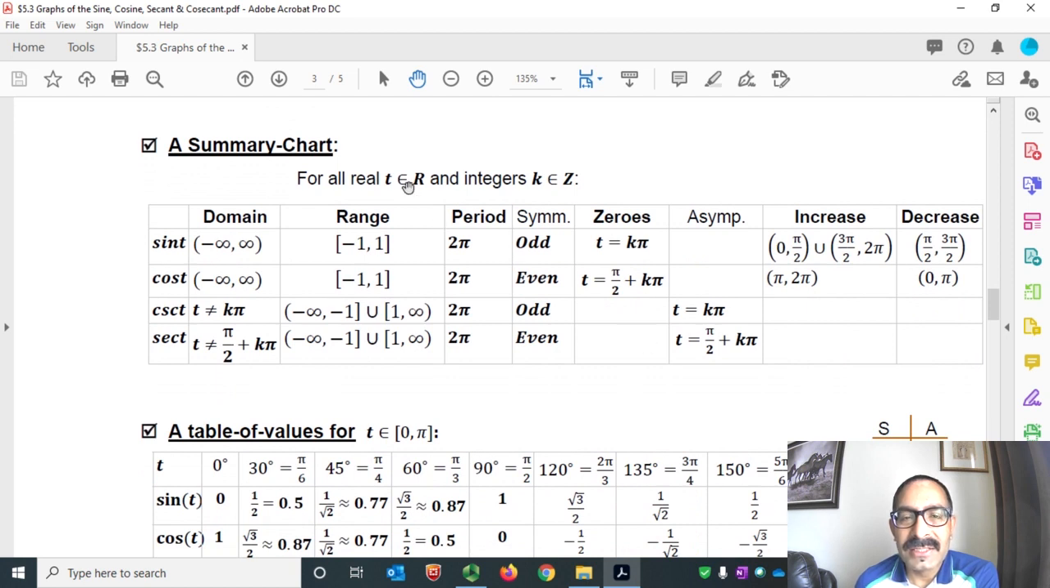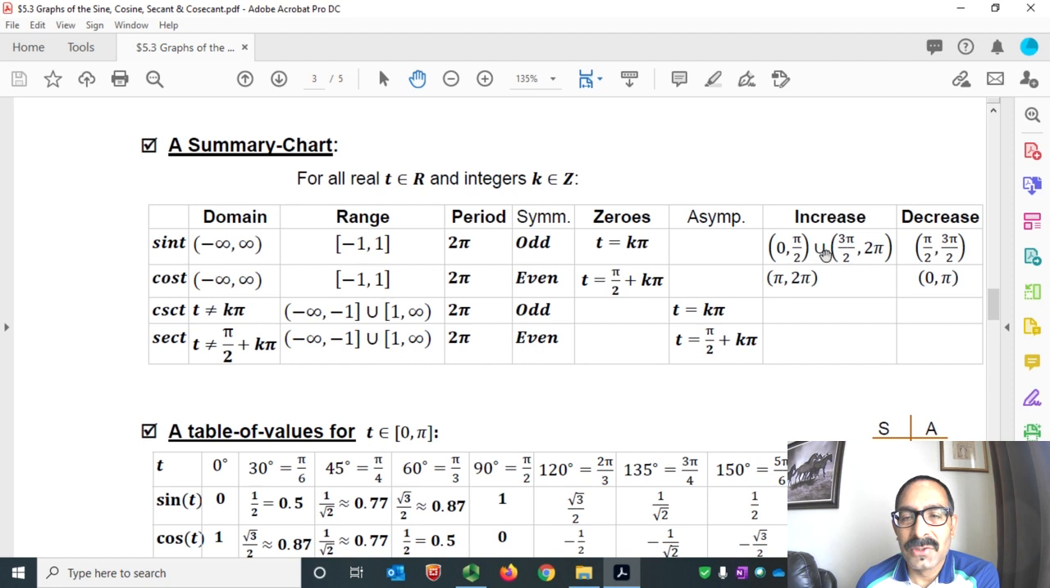For any real t and integer k, the first column is the domain of sine functions, cosine functions, cosecant functions, and secant functions. The range of those functions is in the second column, and their periods in the next. All of these functions have period 2 pi. This is the symmetricity. The zeros of the sine function are at k times pi, and the zeros of cosine t are at t equals pi half plus k pi. We have the asymptotes for cosecant t and secant t.